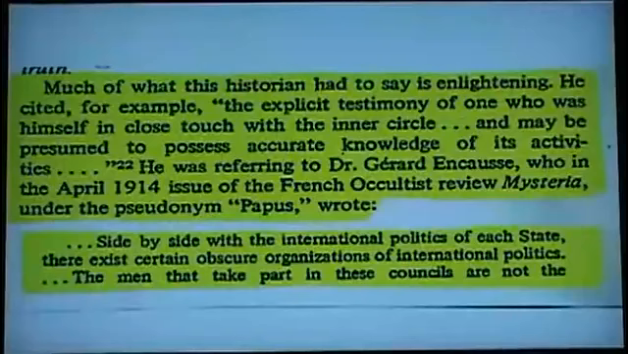And 20 years later, on September 10, 1876, Benjamin Disraeli was moved to make the following statement, quote, "The governments of the present day have to deal not merely with other governments, with emperors, kings, and ministers, but also with the secret societies which have everywhere their unscrupulous agents and can at the last moment upset all the government's plans." Much of what this historian had to say is enlightening.